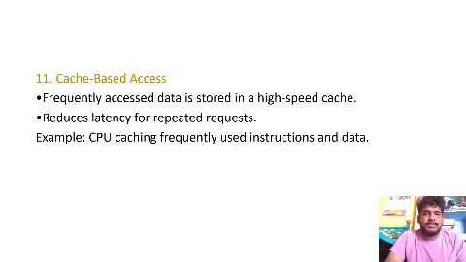Cache-based access. Frequently accessed data is stored in a high-speed cache, which reduces latency for repeated requests. Example: CPU caching frequently used instructions and data.